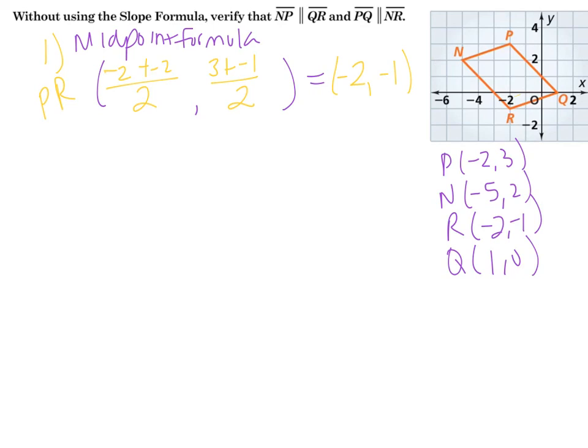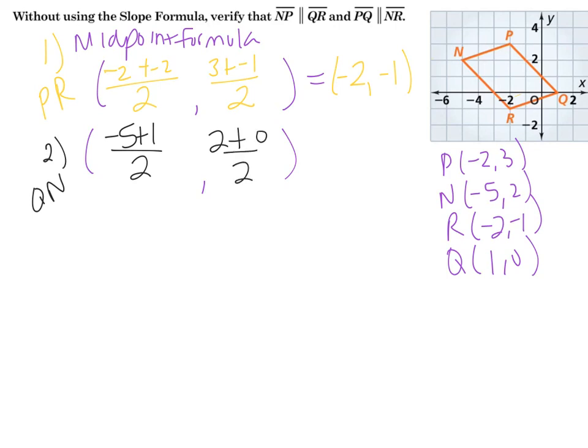For QN, we would do the same thing, except we would use two different points. So -5 plus 1 over 2, and then 2 plus 0 over 2. So -5 plus 1 is -4, divided by 2 is -2, and then 2 plus 0 is 2, divided by 2 is 1. So there you go. We just proved that this is a parallelogram, which proves that the opposite sides are parallel to each other.